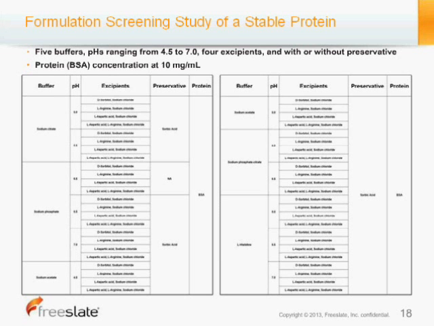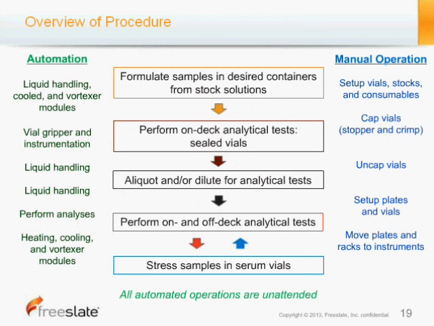So to give you an overview of how the procedure works, we can split it up here. On the left side we have automation, and on the right side we have manual operation. So this is a highly automated procedure, but it is a hybrid manual and automated procedure. Basically we started by formulating the samples in the desired containers from stock solutions. In this case we wanted to use 2 milliliter serum vials, and we created the stocks and put the stocks on the deck.